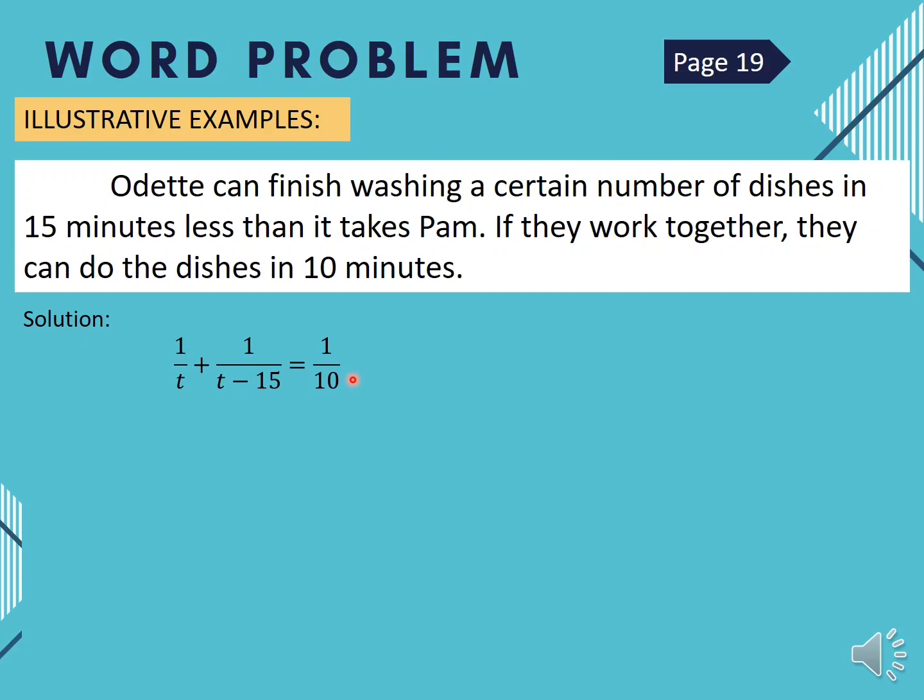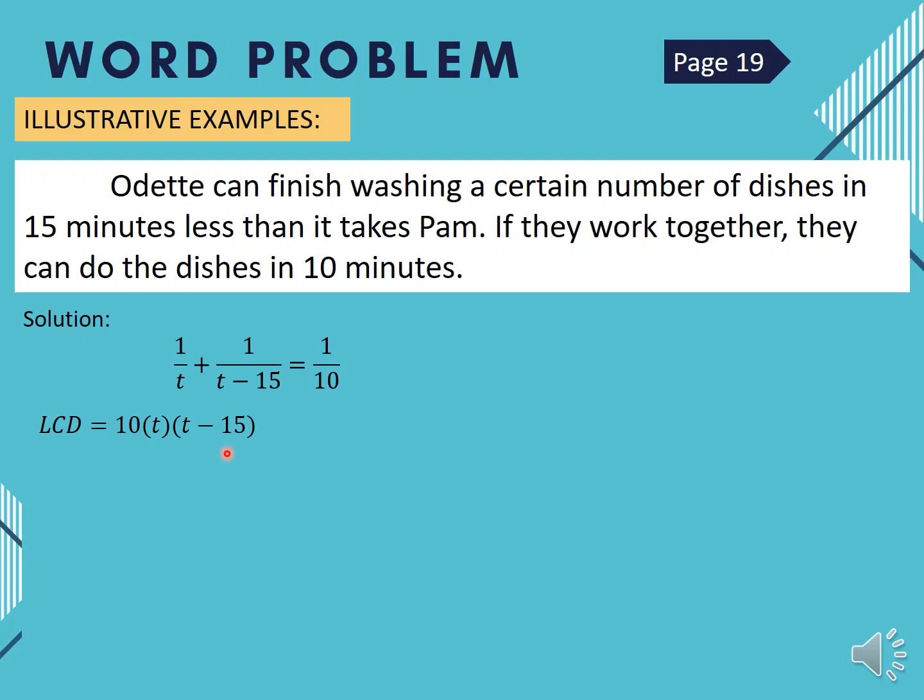Now, applying what we have learned in solving rational equations, let us find the LCD between T, T minus 15, and 10. And that is 10T times T minus 15 since magkakaiba sila. Isang monomial, isang binomial, at isang number or constant. So we have 10T times T minus 15. So that is our LCD.